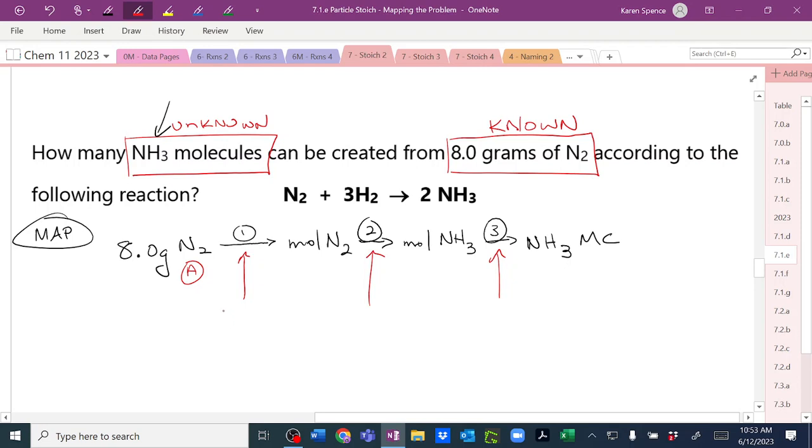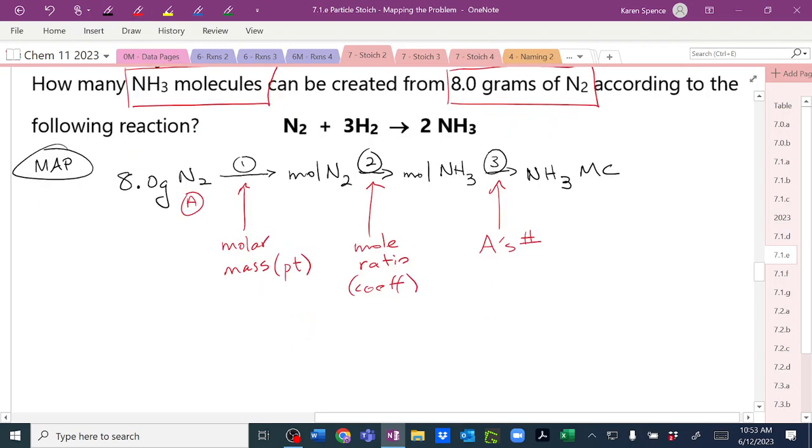Step 1 is molar mass. Where does that come from? Periodic table. Step number 2 is the mole ratio. Where does that come from? Coefficients. And finally, moles to molecules, Avogadro's number, okay? So molar mass is grams per mole. All right, let's do this conversion.